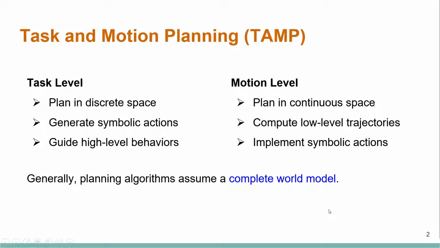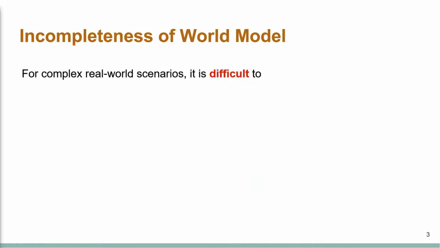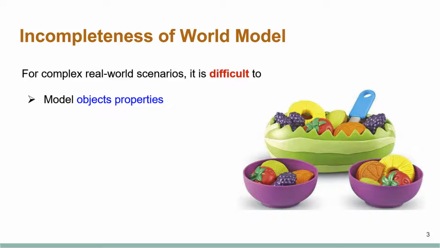Generally, planning algorithms assume that a complete world model is provided beforehand. However, many real-world scenarios are very complex, which means that it is hardly possible to model all objects' properties at planning time. What's more, in such scenarios, modeling robot multi-object interactions is even more challenging.